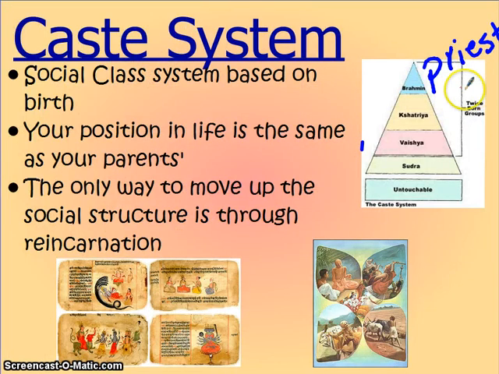So the caste system, you have priests, you have the wealth, you have the power at the top, right? Then you have warriors, you have merchants, you have farmers, and then you have the untouchables.